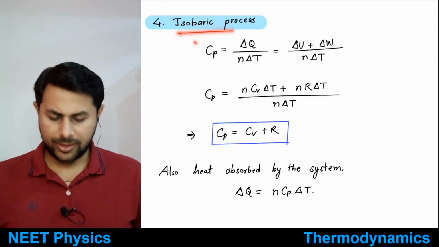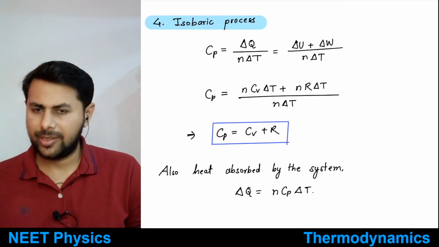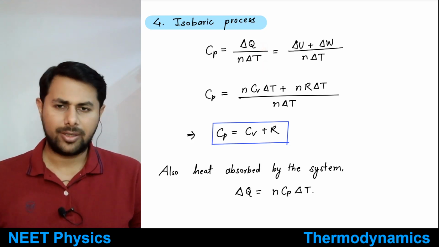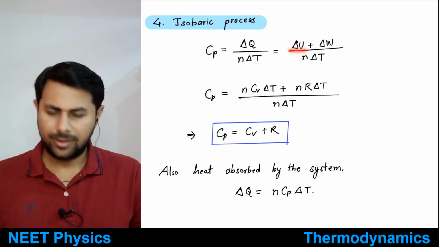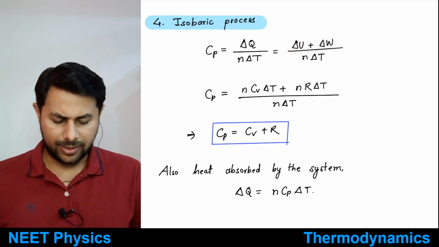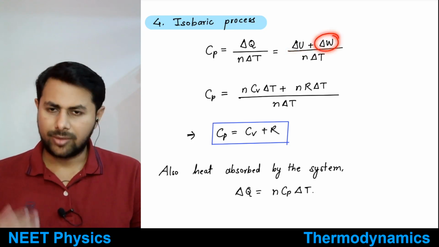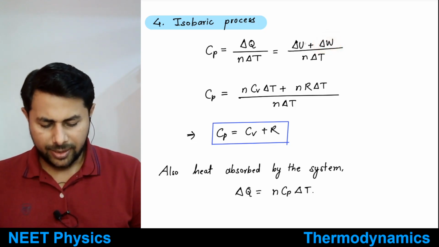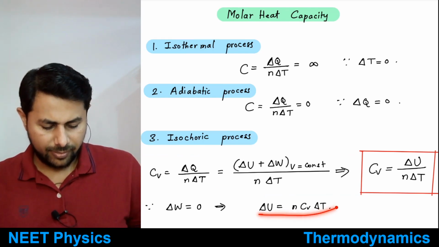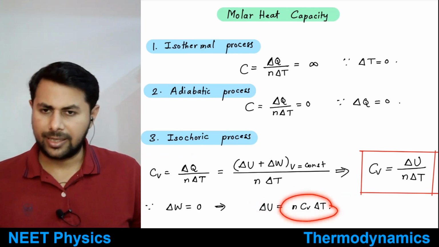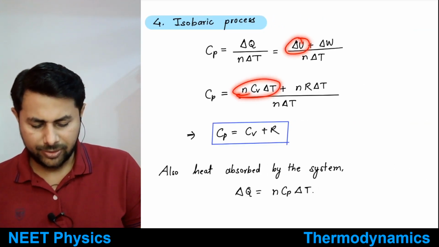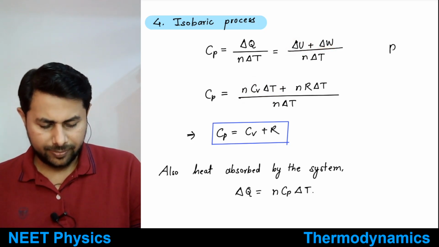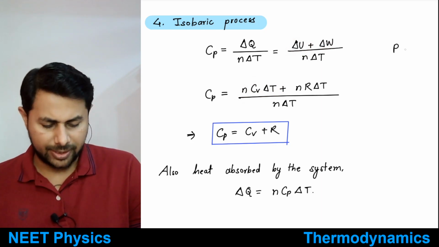Then the last one is the isobaric process. So in the isobaric process, Cp is equal to, okay, C is equal to delta Q divided by n delta T, the same formula, but here delta Q is written as delta U plus delta W. It is equal to delta U plus delta W, but here the volume also changes, and that's why there is some work done too. And then delta U can be written as n times Cv delta T, and delta W is P delta V.